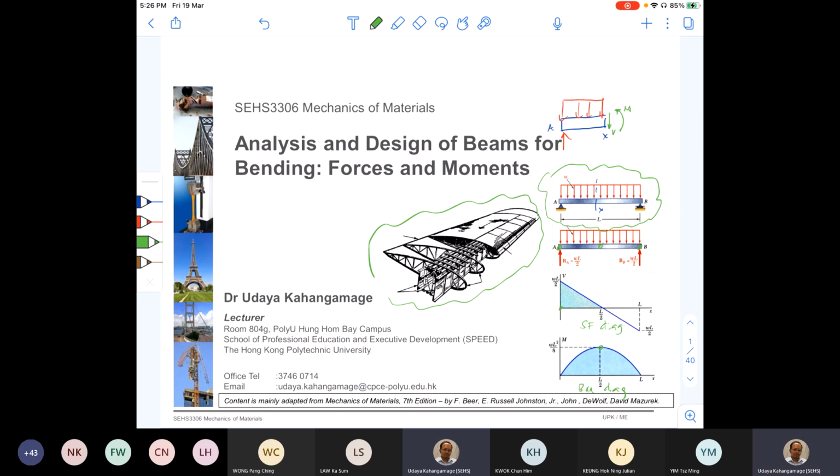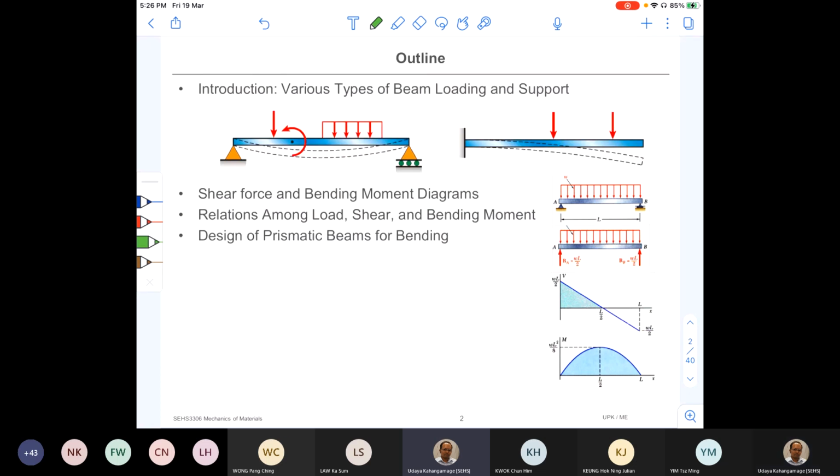Okay, so I hope that I have positioned the knowledge that you need to have here to solve these kinds of problems. Okay, so this is the outline. How I'm going to introduce this topic: I'm first going to talk about different kinds of beams and different kinds of loading that we expect in a beam. It covers almost all the types of loads that you expect in industrial applications. Okay, and then I will show you how to draw a shear force diagram and a bending moment diagram.